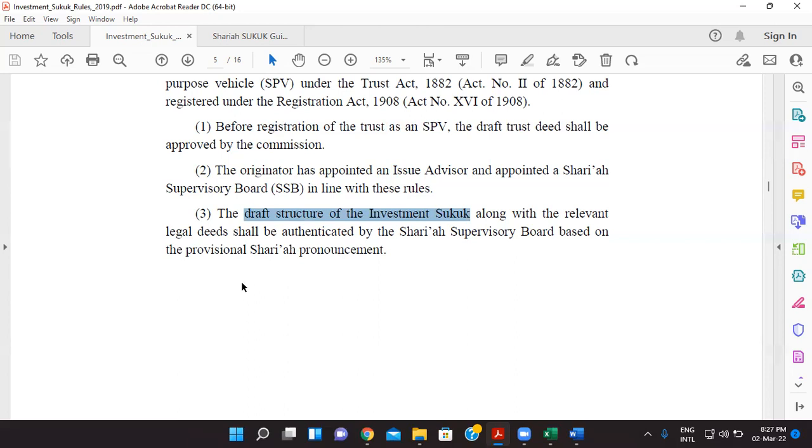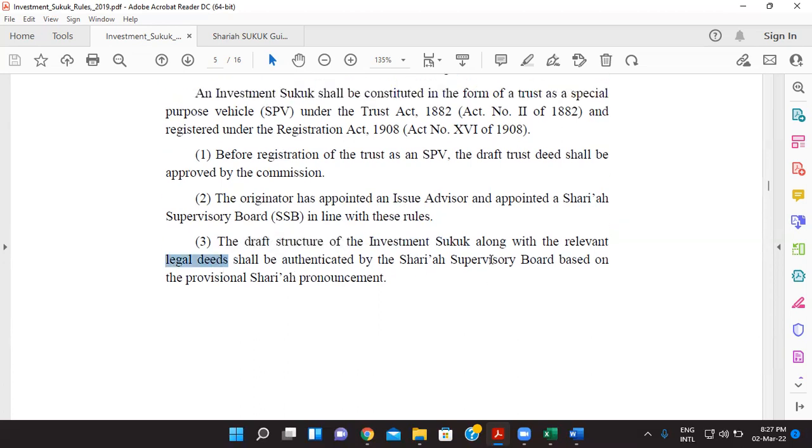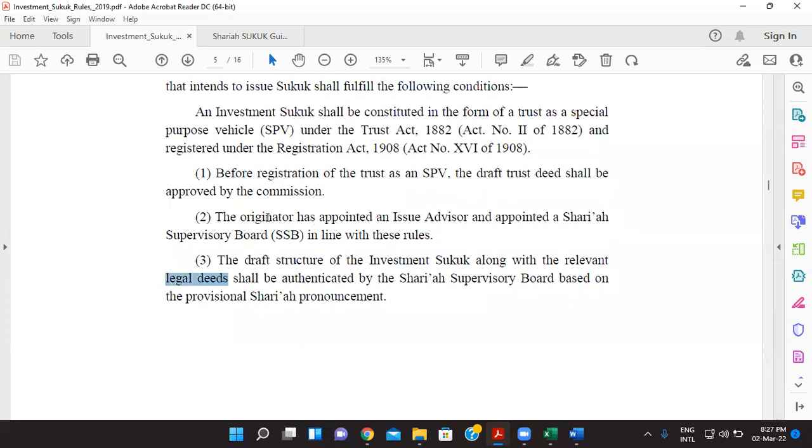Say it will be a kind of ijara sukuk, or a kind of istisna sukuk, or a salam sukuk. These things will be enumerated in this draft structure. In addition to this, you have some legal documents. All these documents shall be authenticated by the Shari'ah Supervisory Board, which has been appointed by you. You see, you have appointed a Shari'ah Supervisory Board. So that Shari'ah Supervisory Board should approve this and make a provision based on the provisional Shari'ah pronouncement.